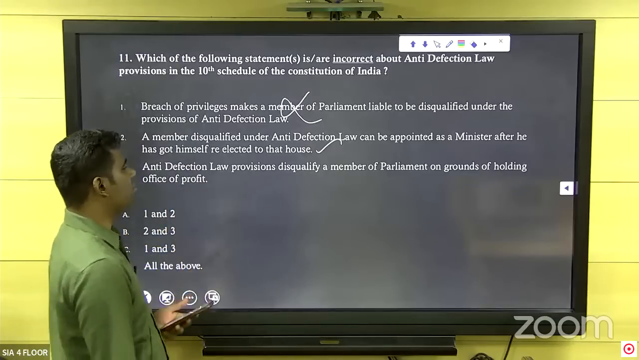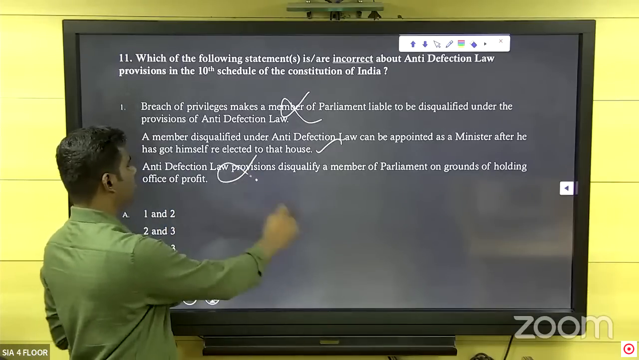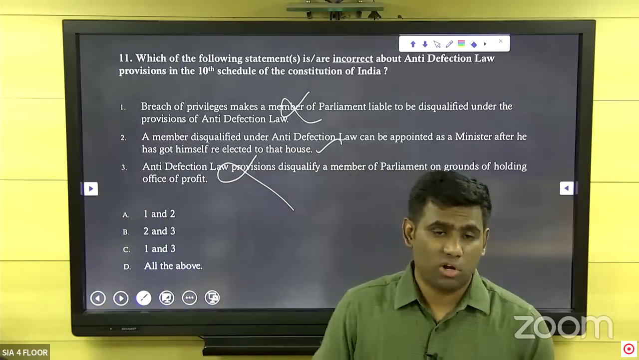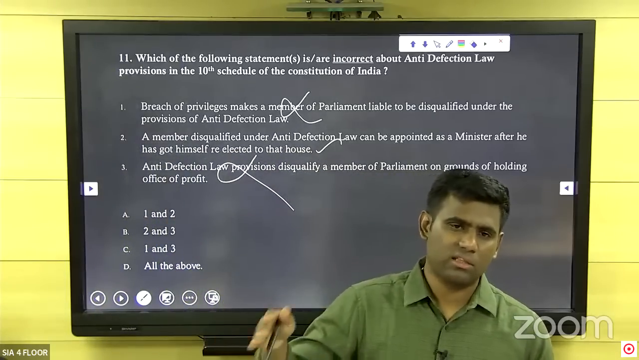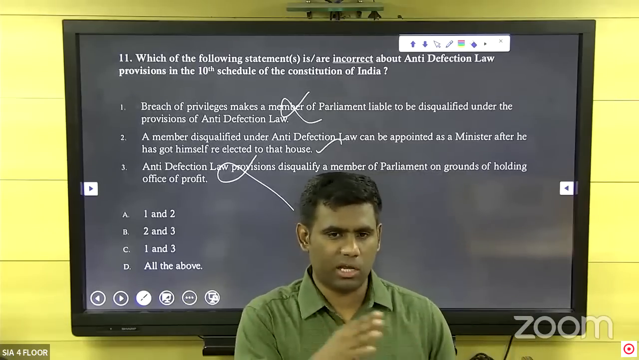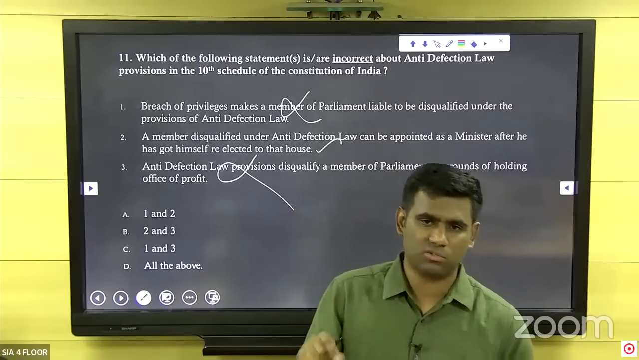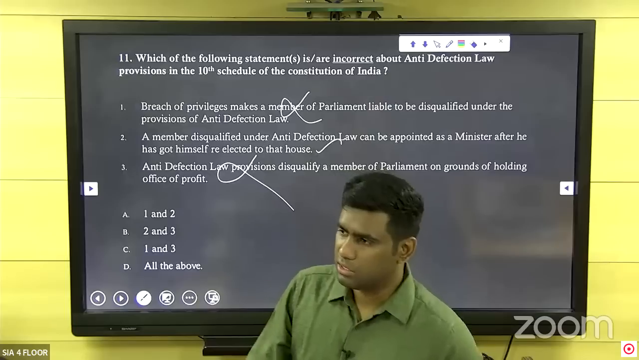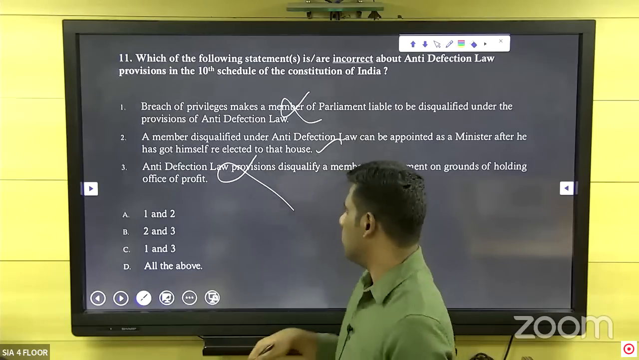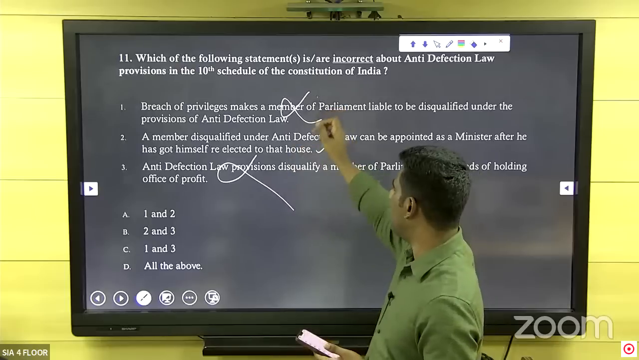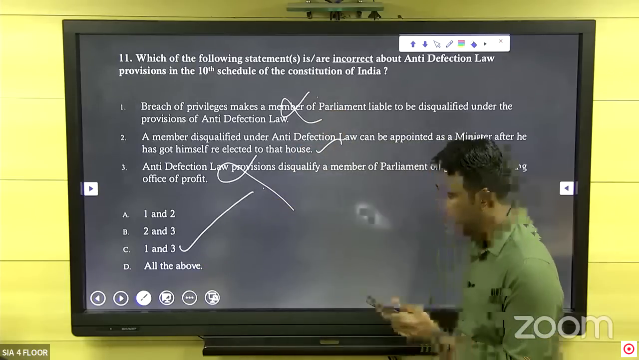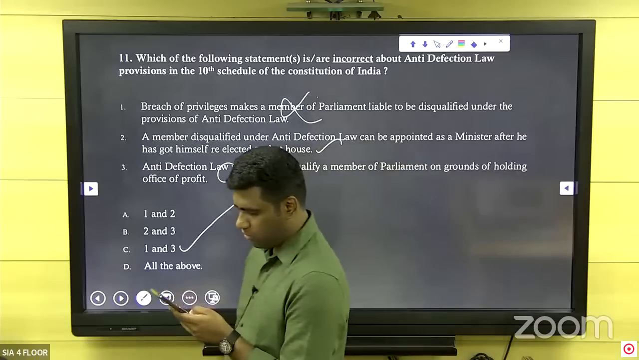Anti-defection law provisions disqualify a member of parliament on grounds of holding office of profit. No, that is a constitutional provision. It is not in the 10th Schedule. It is there in the articles regarding Parliament, Union Legislature, from 79 to 123. In between that, you will have those provisions where if you hold office of profit, you will be disqualified from being a member of Parliament. Nothing to do with anti-defection law. So 1 and 3 are wrong statements. So C is the right answer. Many of you have got it right.